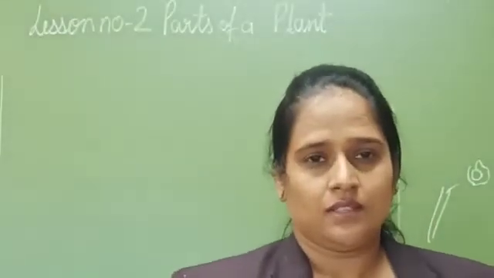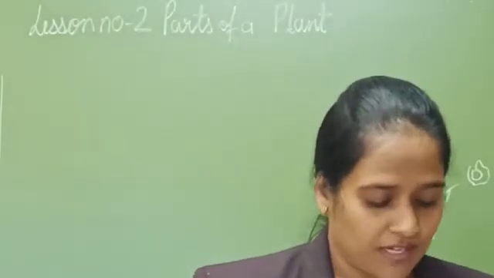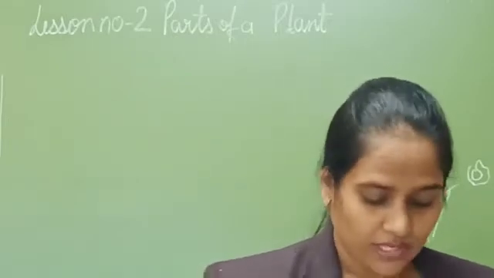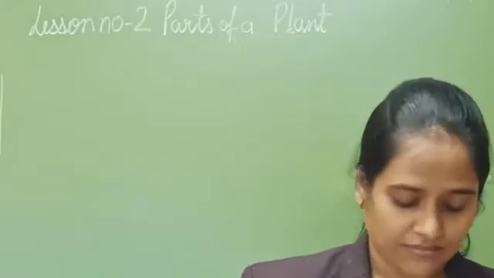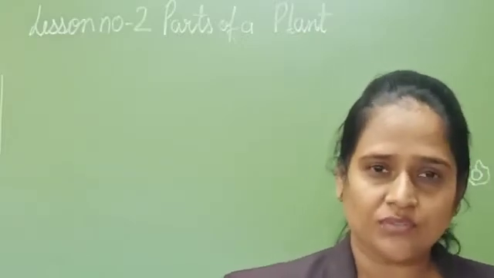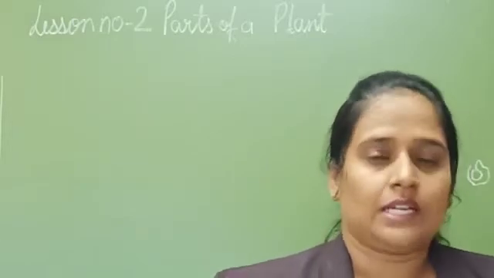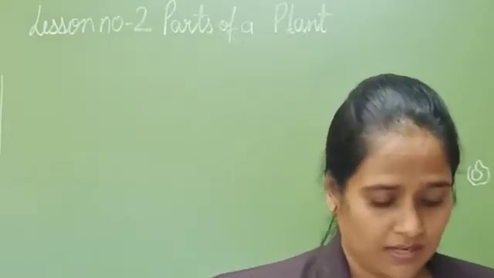Hello everyone. In the science chapter, parts of a plant, till now we have learned two types of root, taproot and fibrous root. After that we have learned about the stem, what its functions are and how they help, and the leaf, its parts, what they release, and how they help the plant.